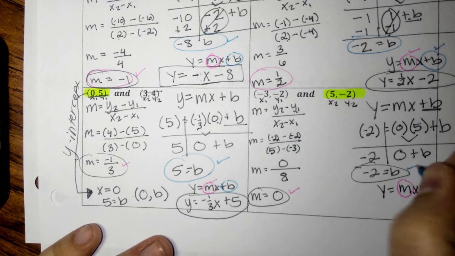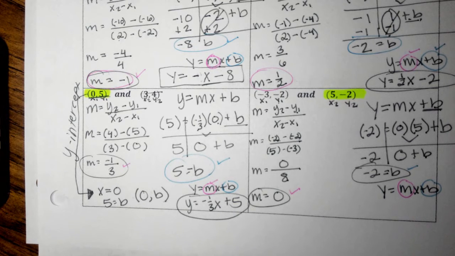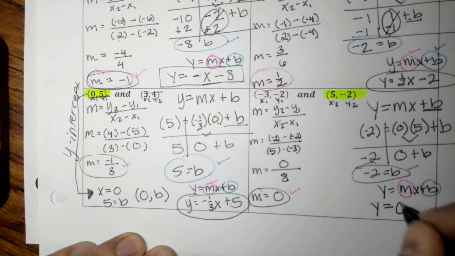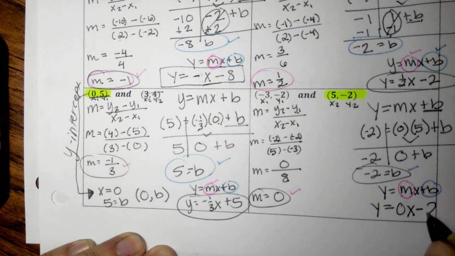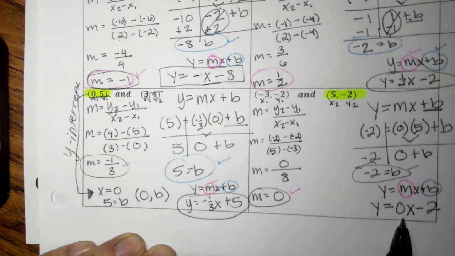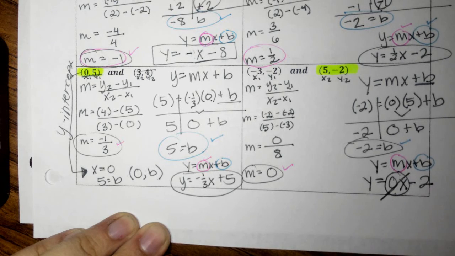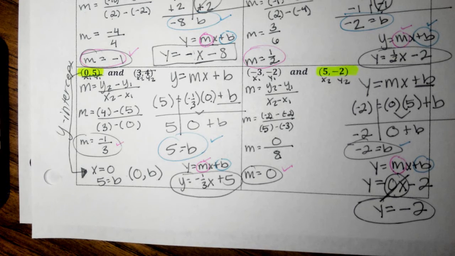Now that I know m and b, I can rewrite the equation. So the equation will say y equals 0x minus 2. 0x is equal to 0, so you don't write that, because a more efficient way to communicate that is y equals negative 2. That's all the notes for writing a linear equation when you know 2 points.